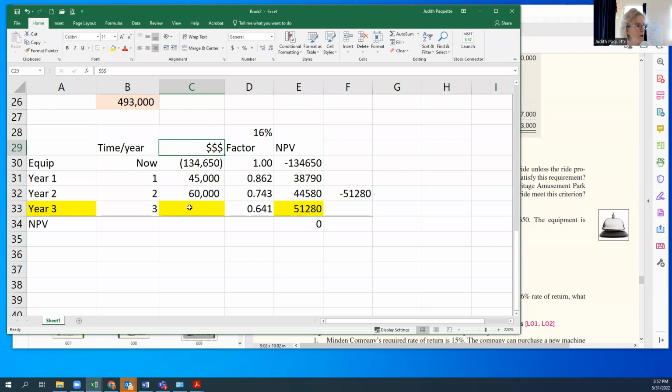So we know that this number times the factor equals 51,280, right? So all we have to do is say 51,280 divided by this factor is going to be 80,000. So our answer is 80,000.